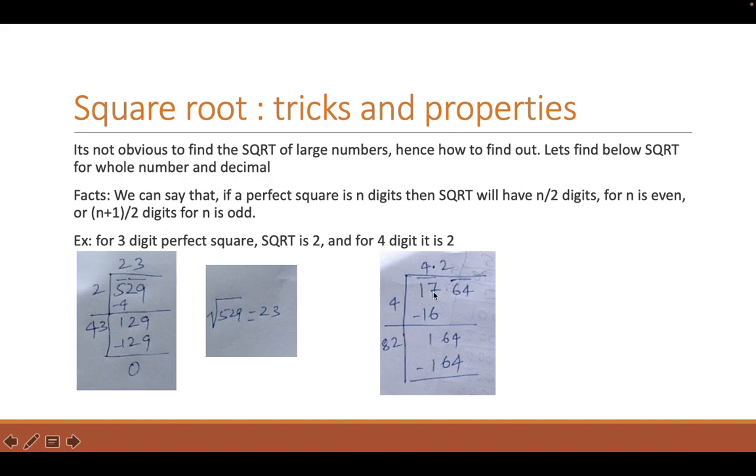Now, for 17, what square can you do? The best you can do is 4, which gives you 16, right? And here I said it wrong, it's not 2 squared, it's double of that. So 4 is there, so you keep double of that, 8 here. And then this is 1 here, and you bring the 64 down here. You put a dot because the dot is here. So this is 82. And you see 164, you put a 2 here, so it is 4.2, and this turns out to be 0. So the whole answer is that the square root of 17.64 is 4.2.